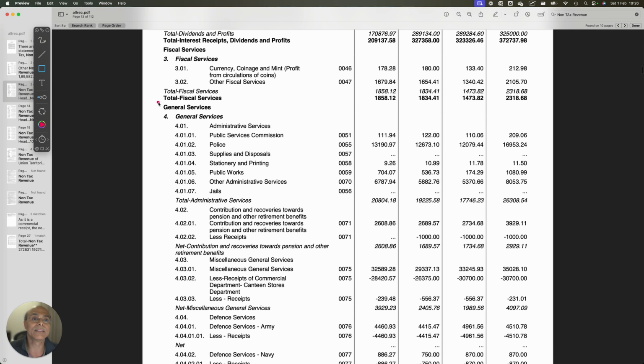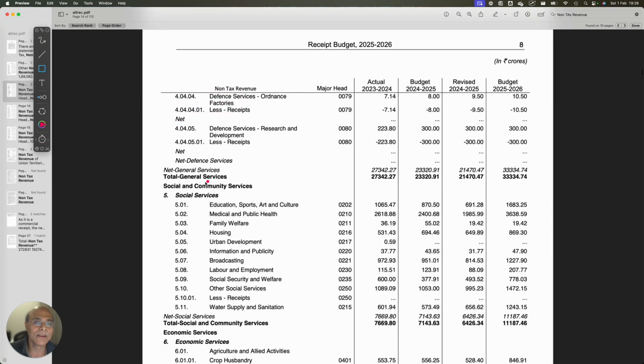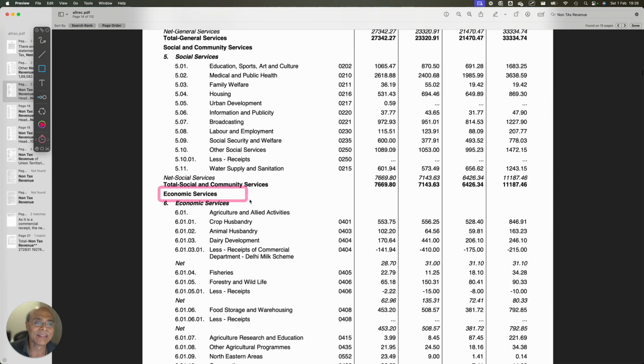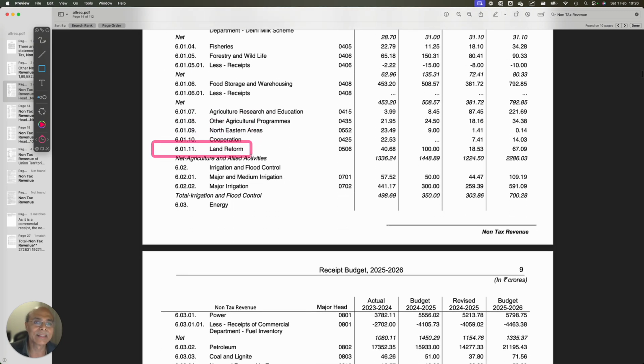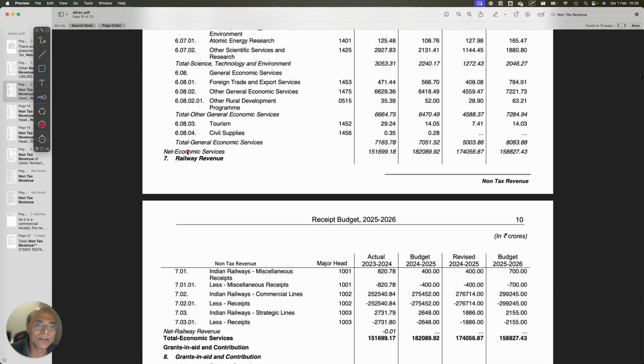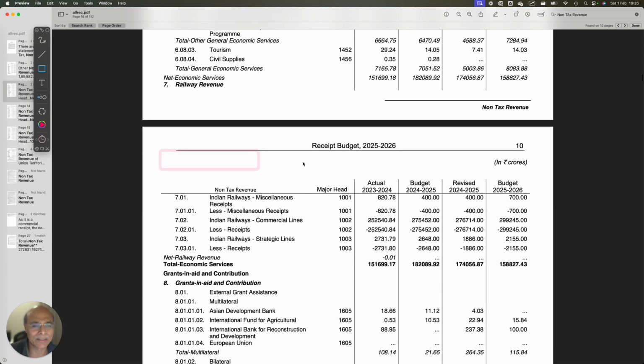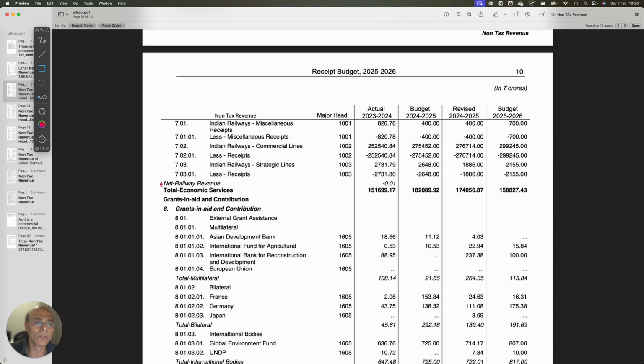Now comes the services, all types of services. We have general services, then social services, then economic services, and then down below railway revenue, which just gets netted out, and then the total services is right here down below. And you can see that the total services number has actually dipped from earlier. Here is where the problem was, and the problem today is why this number has dipped.